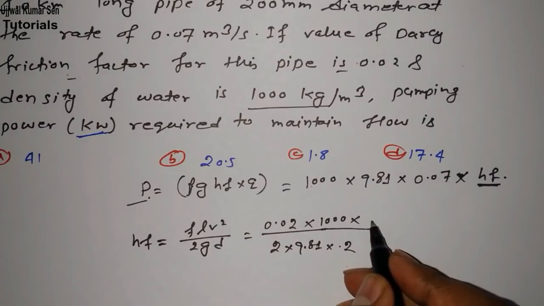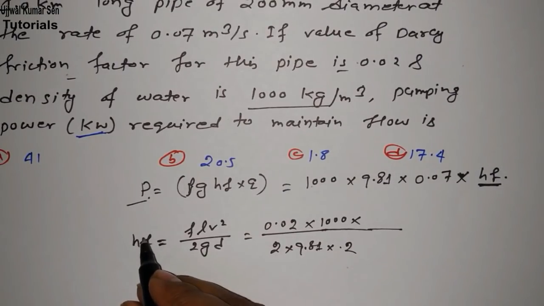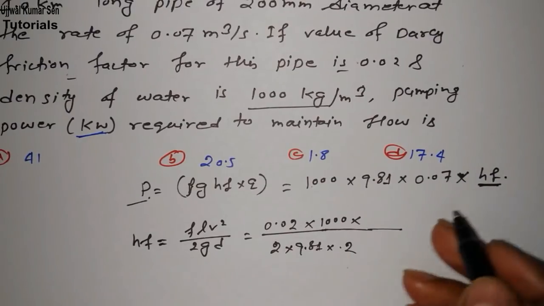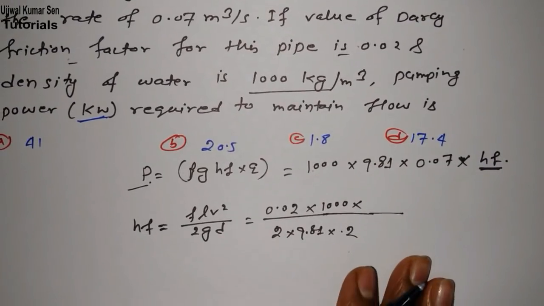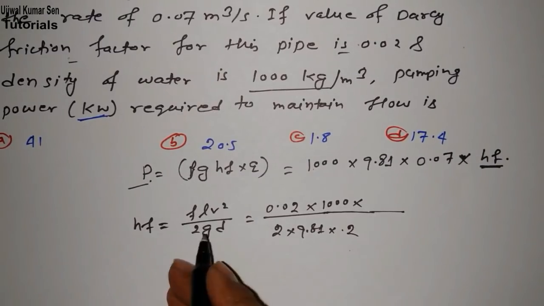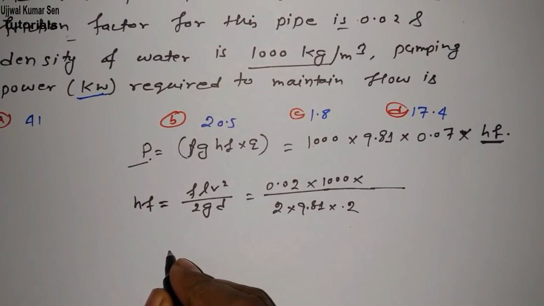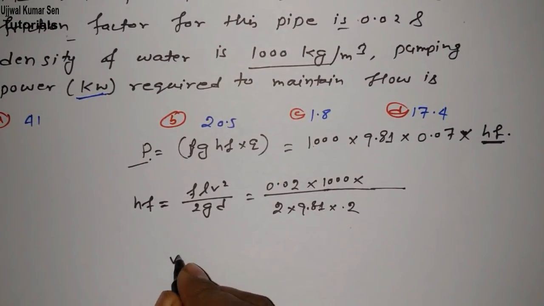Now we need to find the velocity. If we can find the velocity, then we can find hf. Are you getting my point? How these things are interrelated with each other? That's why I have already shared with you how to find things: what things we have to find out in this question. All right, now what we have to find is velocity.